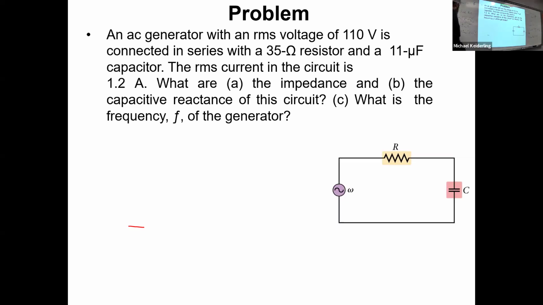So useful here is that current root mean square times impedance equals voltage root mean square. I should have written that slightly different order, but whatever.